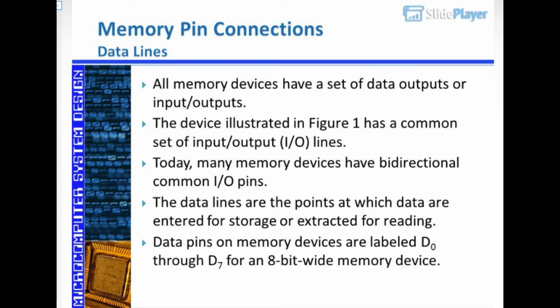Memory pin connections. Data lines. All memory devices have a set of data outputs or inputs/outputs. The device illustrated in Figure 1 has a common set of input/output, I/O, lines. Today, many memory devices have bidirectional common I/O pins. The data lines are the points at which data are entered for storage or extracted for reading. Data pins on memory devices are labeled D0 through D7 for an 8-bit wide memory device.